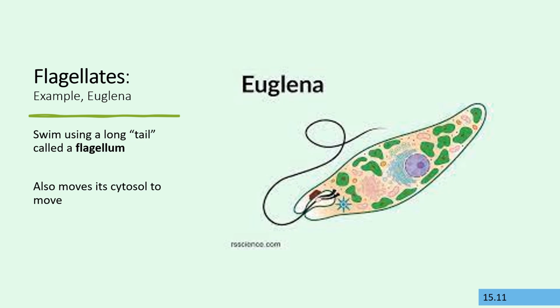The final way that protozoans move is by using a flagellum, and this group is known as the flagellates. The flagellum is a long tail that the flagellate uses to propel itself around. But many flagellates also do some oozing or moving their cytosol to move, similar to the sarcodines. Euglena, which is a model organism used in a lot of biology research, is an example of a flagellate you may have come across. There will also be a video of Euglena moving using its flagellum.